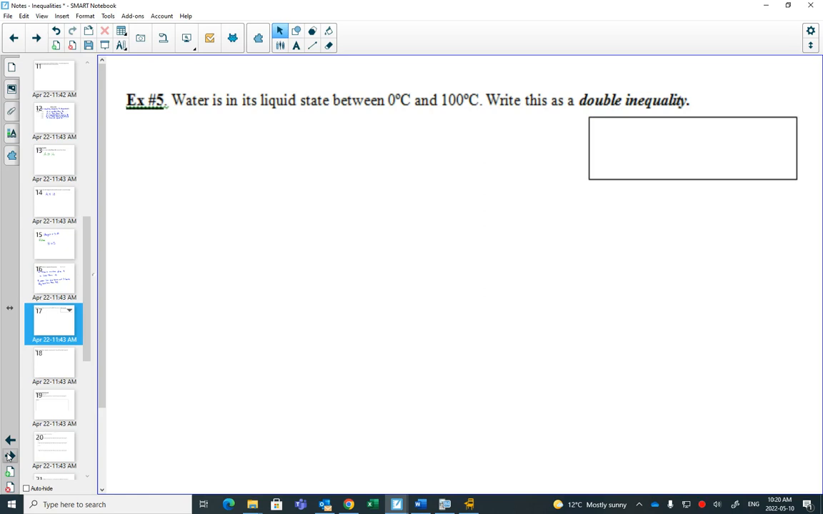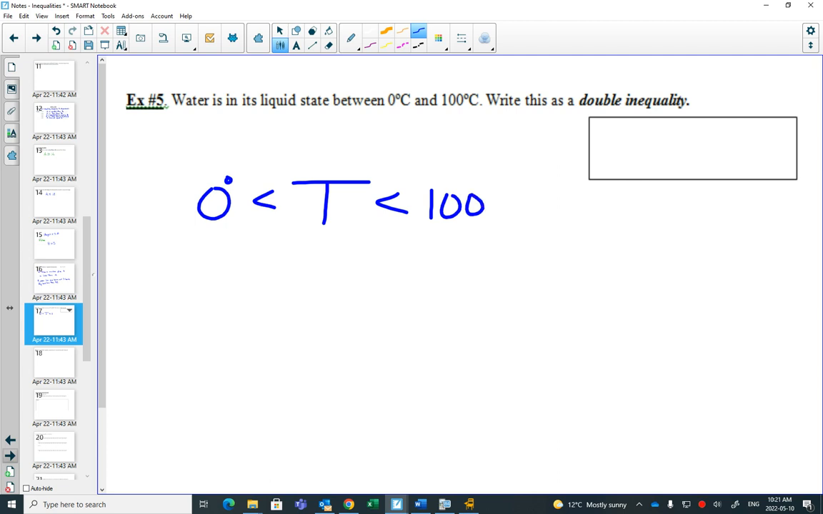Ooh, a double inequality. Water is a liquid when it's between 0 degrees and 100 degrees. 100 is hot, 0 isn't. It's cold, but not like you're going to die cold. 100 is you're going to die hot. So a double inequality, sometimes a value is in between 2 things. In between 0 and 100 would look like this.